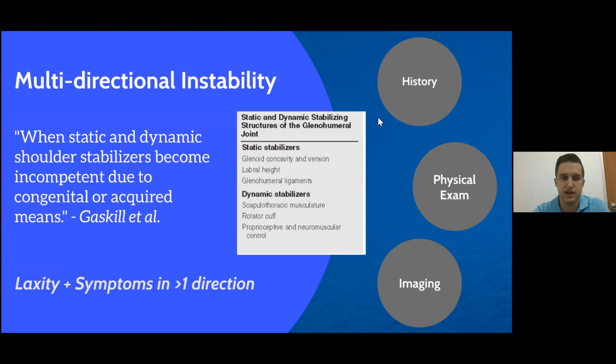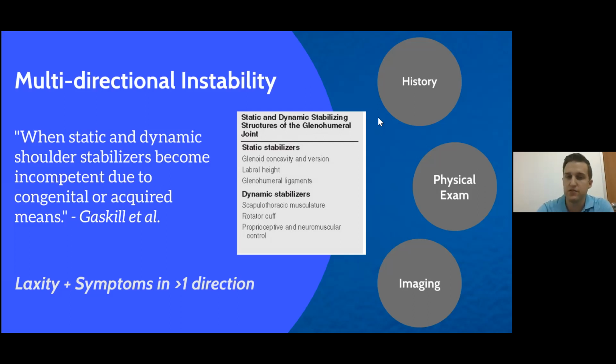Now, when there is not a prerequisite laxity in the situation, then you're dealing with a little bit more of a traumatic situation typically. And when the symptoms are only in one direction, then same thing. It's usually a traumatic instability. So you're dealing with more surgical interventions or just a very different conservative care, rehab, and strengthening paradigm.